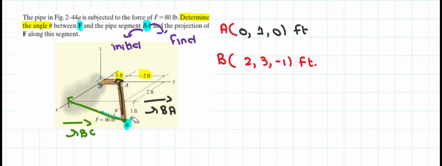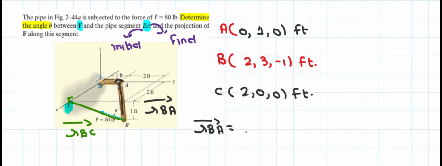Now, let's find the location of point C. Point C lies on the x-axis only. This 2 foot distance is the x value of point C, and the y and z values are 0. So the location of point C can be written as C (2, 0, 0) foot. This is the location of point C. Now let's find the position vectors of BA and BC. So RBA is equal to RA minus RB.